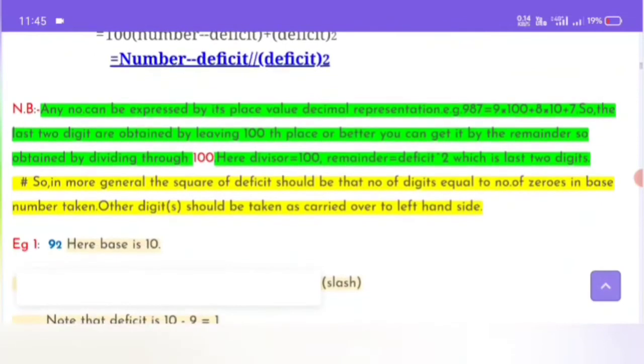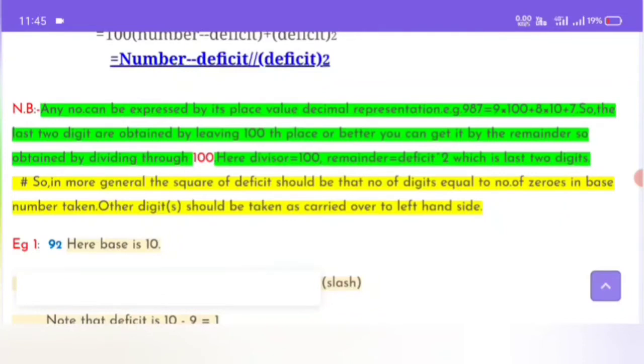Actually, the noted point below is that any number can be expressed by its place value decimal representation. For example, 987 is equal to 9 into 100 plus 8 into 10 plus 7. So the last two digits are obtained by leaving the 100 place, or better, you can get it by the remainder obtained by dividing by 100. Here the divisor is equal to 100 and the remainder is equal to deficit square, which is the last two digits. Okay, so more generally, the square of the deficit should have a number of digits equal to the number of zeros in the base number taken.